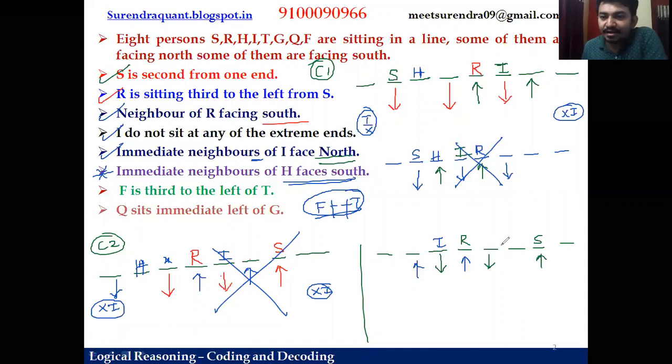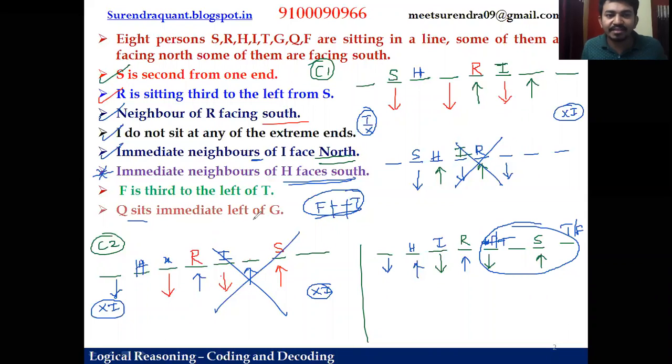The same argument here. If I place H here, immediate neighbors are not facing south, not possible. If I place H here, this person can be facing south, but the same argument, to have F, 2 gaps, T, there is no such possibility in this, right? Okay, it seems there is some possibility here. This can be F, this can be T, and vice versa. But what about the later statement?